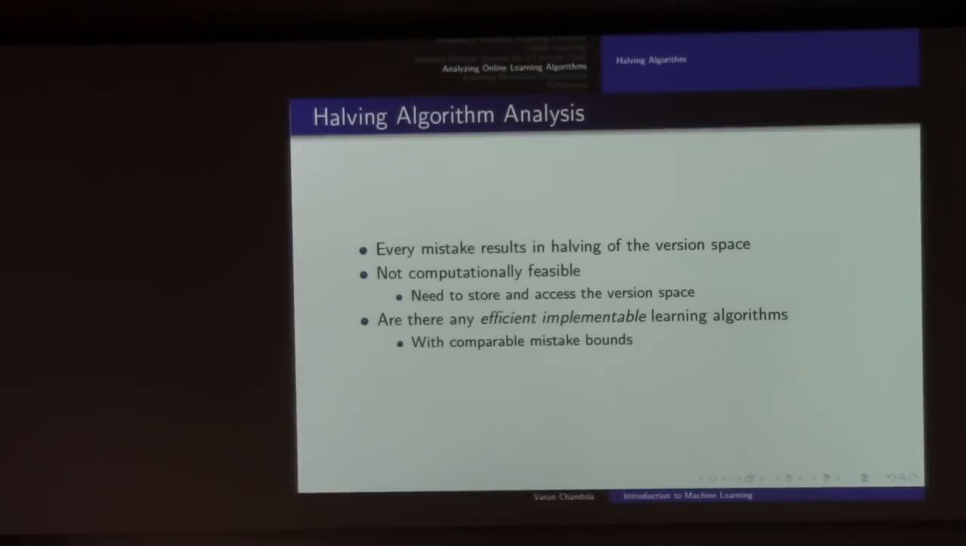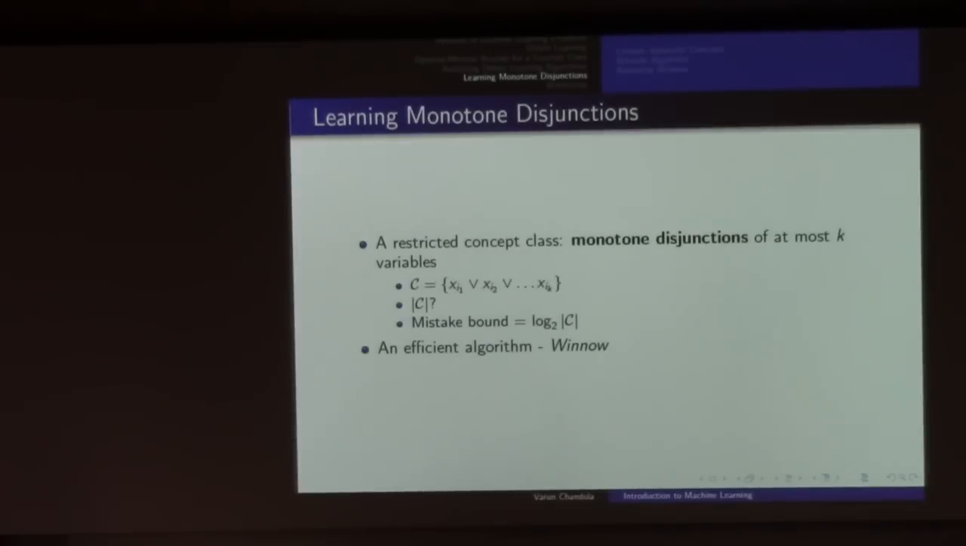So the next question becomes, are there any learning algorithms which you can implement efficiently but which also get similar mistake bounds? We're going to look at one of them, and this probably is the first algorithm that we are going to look at in this course which is practical. But to do that we have to first make some assumptions. We cannot do it for any concept class. The halving algorithm doesn't make any restrictions on the concept class.